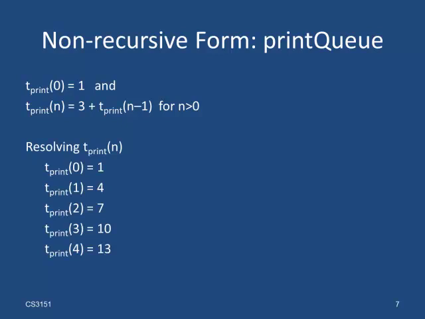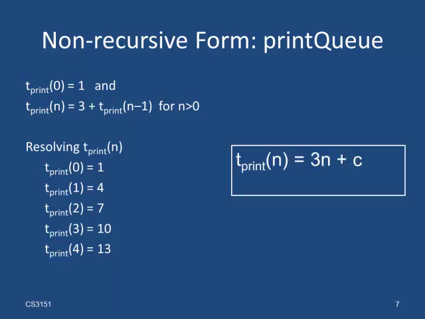Tprint of 0 is 1, tprint of 1 is equal to 4, tprint of 2 is 7, tprint of 3 is 10, tprint of 4 is 13, and so on. Note that if the argument is incremented by 1, then the function value increases by 3. So the function is likely of the form 3 times n plus some constant value. Since 0 is mapped to 1, that constant value would need to be 1. We can verify that this non-recursive form is at least correct for the first couple values. So it seems that tprint of n is equal to 3n plus 1 for all n greater or equal 0.